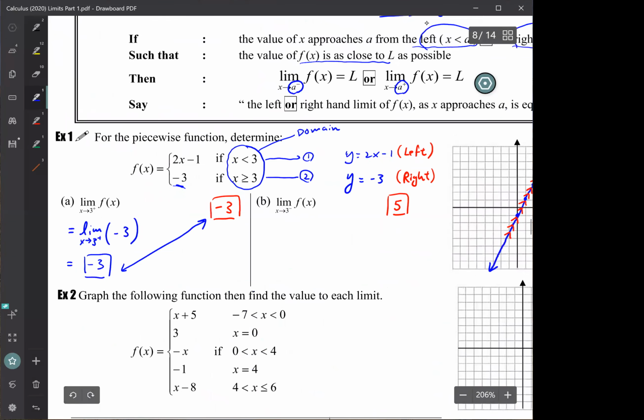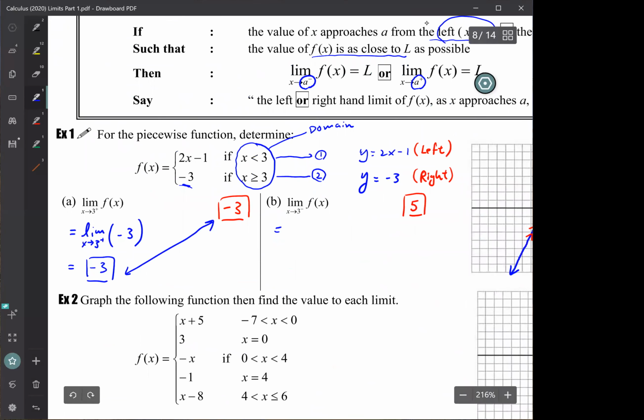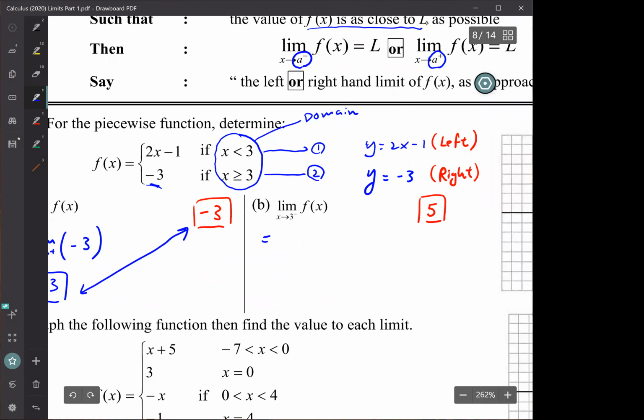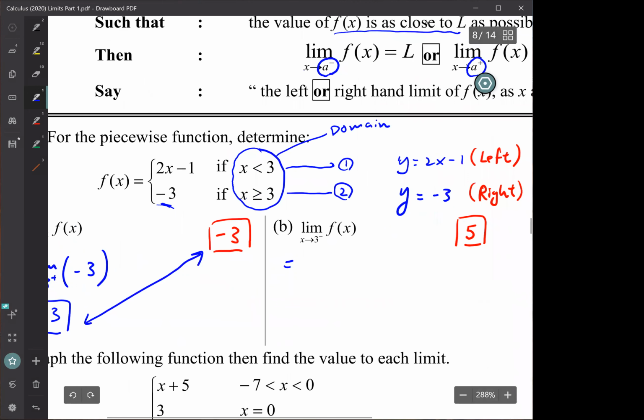So let's go to question B now. It's approaching 3 from the left side. So we need a number that's a little bit smaller than 3. Emily, what number is smaller than 3? 2.9. A little bit smaller than 3. 2.999, 2.9. Okay, 2.9. So 2.9 is less than 3, so it belongs to the first piece.